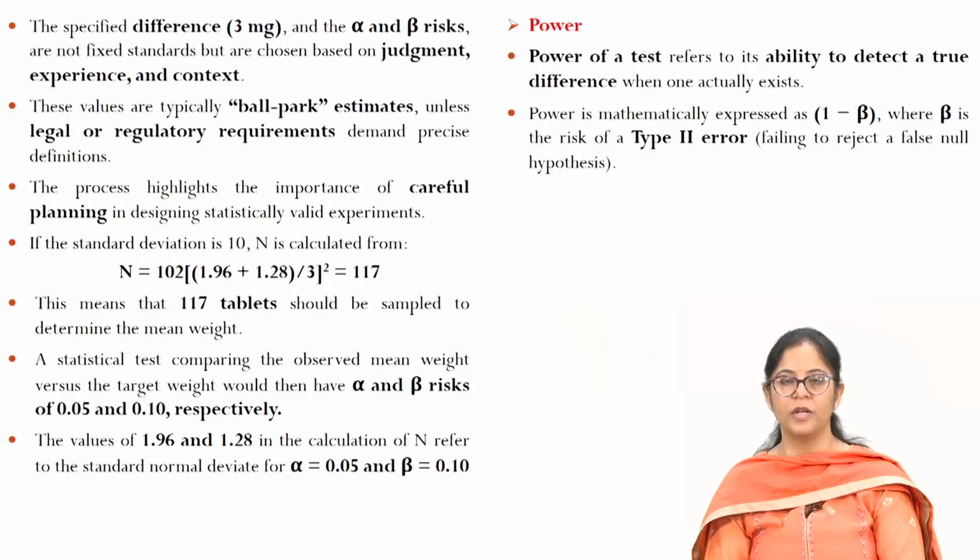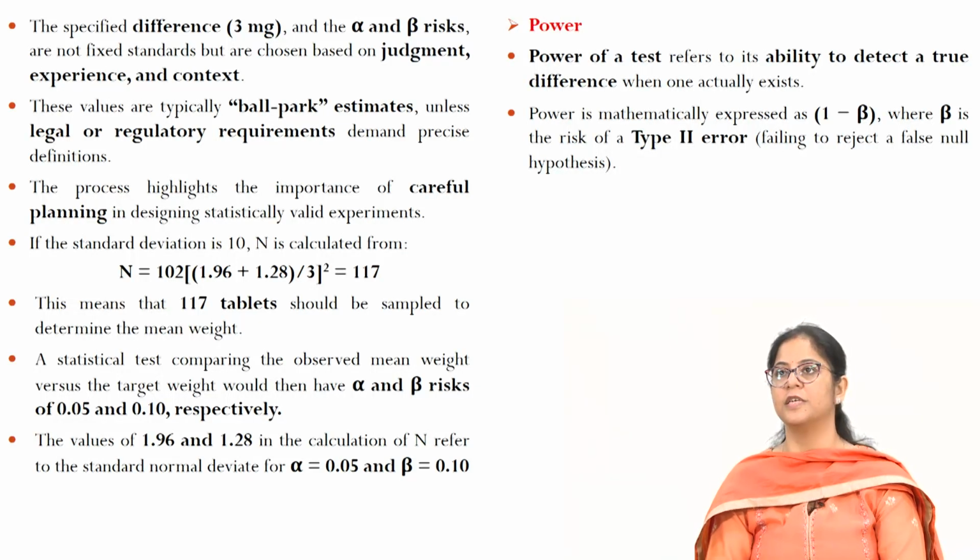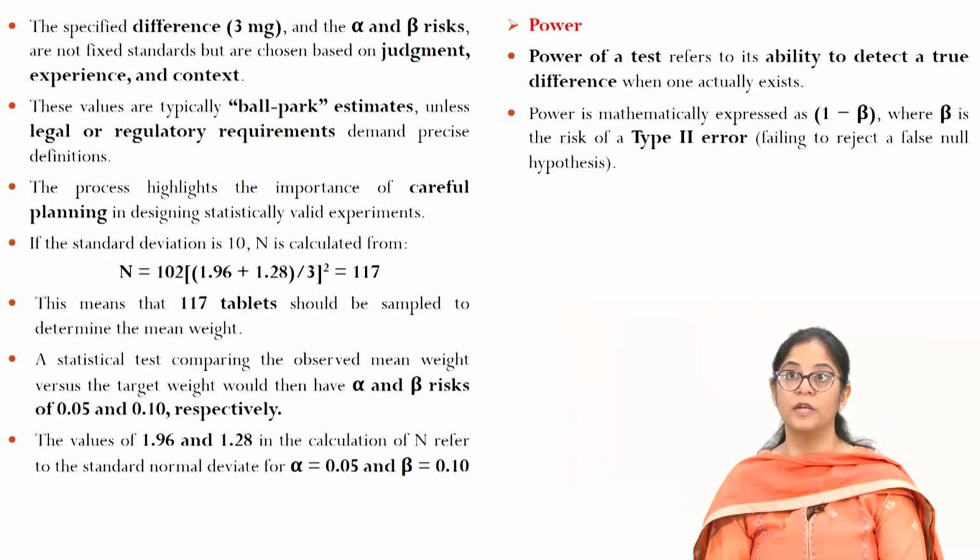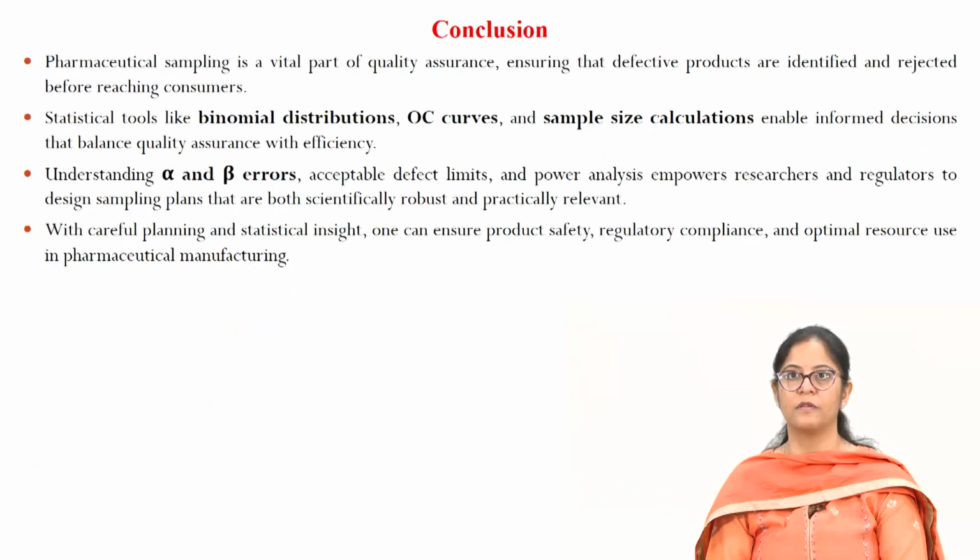The values 1.96 and 1.28 in the calculations of n refer to the standard normal deviate for alpha at 0.05 and beta, which is 0.1. Then comes the power of a test, which refers to the ability to detect a true difference when one really exists. Power is mathematically expressed as 1 minus beta, where beta is the risk of type 2 error, failing to reject a false null hypothesis.